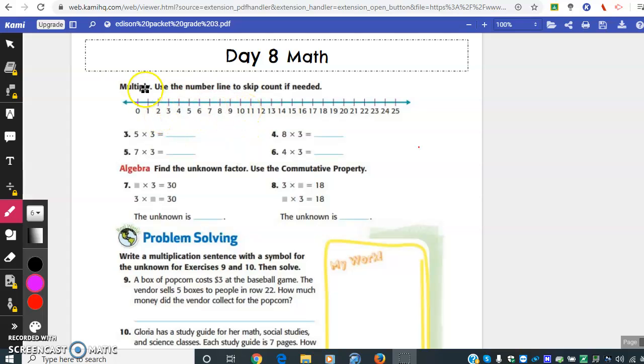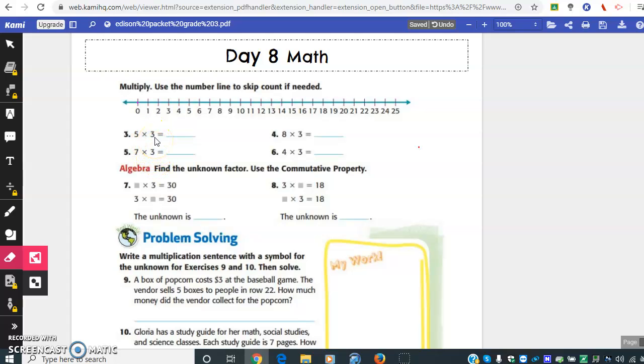I'm going to show you how to use that number line to solve a question like 5 times 3. And like I said earlier, it's just like skip counting. What I'm going to do is make some jumps of 3, because that's the number I notice is the same on every single one of these problems. They're all multiplying by 3s. So I've decided I'm going to jump by 3s.